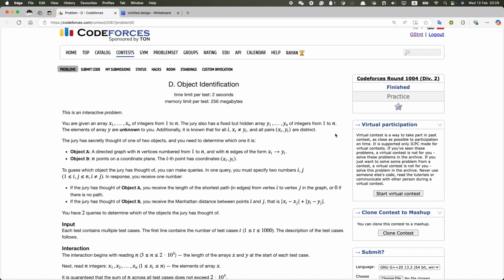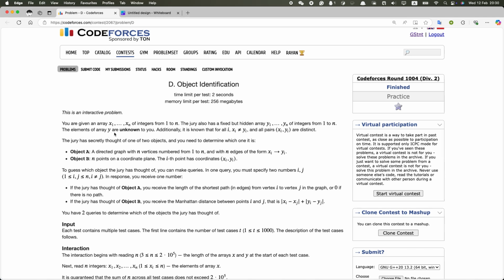Hello everyone, let's watch the problem, and that is the problem D in Codeforces round 1004. And that is an interactive problem. You will be given an array x1 to xn, and there is a fixed but hidden array y1 to yn. And both of these have integers from 1 to n.